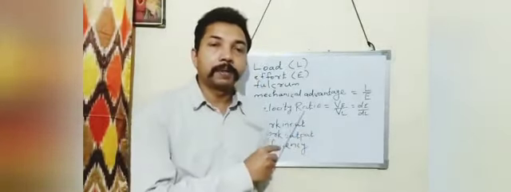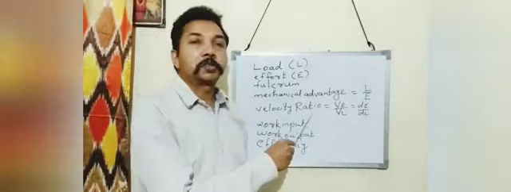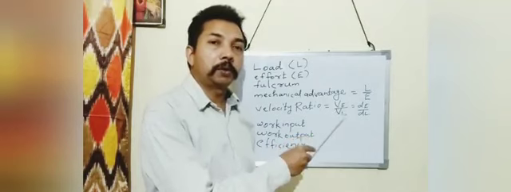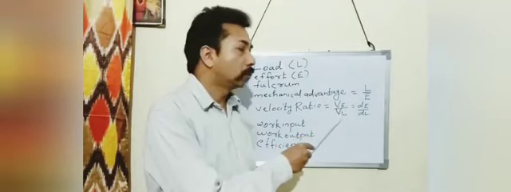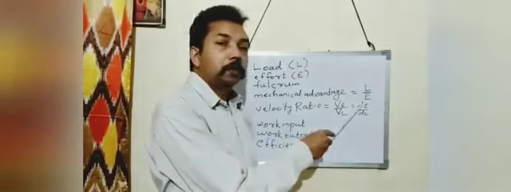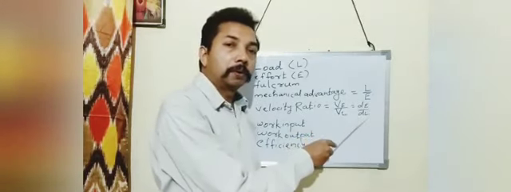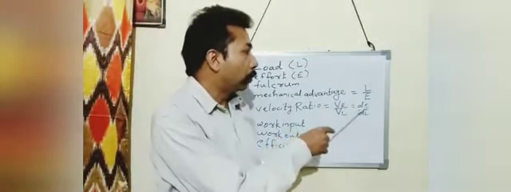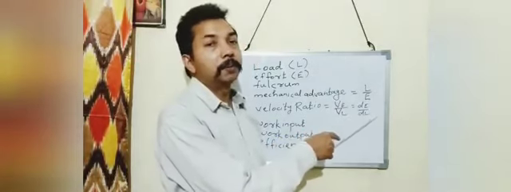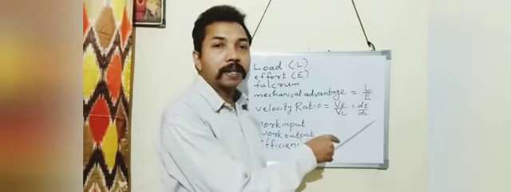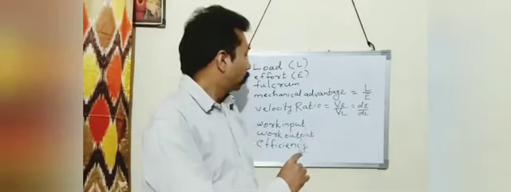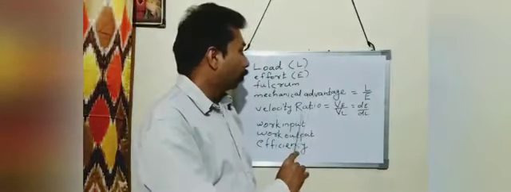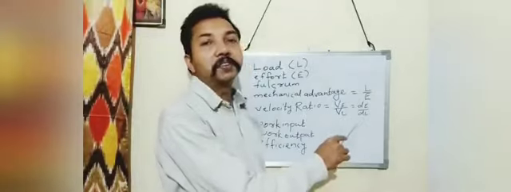Now the next term is velocity ratio. So velocity ratio is the ratio of velocity of effort to velocity of load. Or it is also equal to displacement of effort to displacement of load. So in this case also numerator and denominator have same units. So they are cancelled by each other. So velocity ratio has no unit. Mechanical advantage has no unit. Velocity ratio also has no unit.